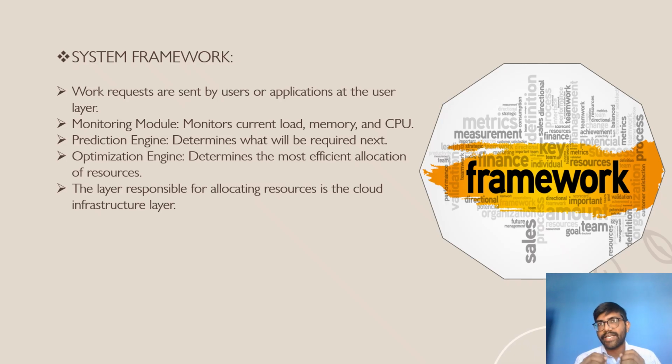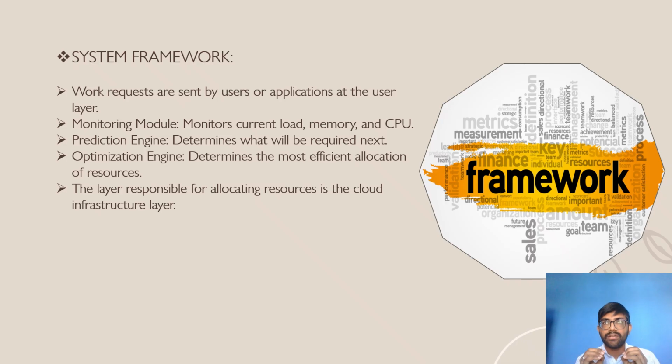The user layer can request work from users or applications, like applicants. The monitoring module can be used to monitor the memory and the CPU, and what problems can come from the storage. The prediction engine is to predict what to do next. We have some machine learning algorithms, so they can predict automatically, like automation.